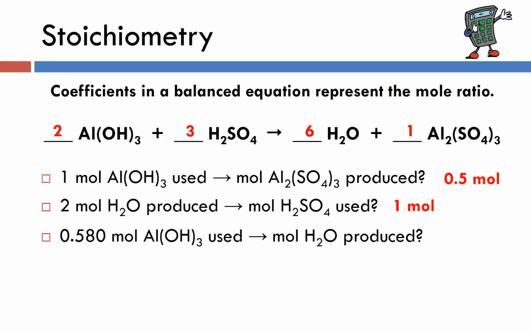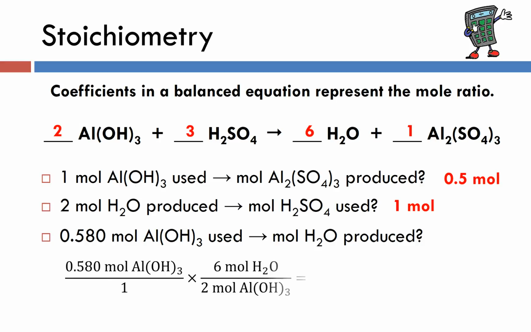Finally, I can make this a little bit more difficult by giving you numbers that you might not be able to work with in your head. We can set up a dimensional analysis to do this. I've got 0.58 moles of aluminum hydroxide. If I go back to the balanced chemical equation, I can see for every 2 moles of aluminum hydroxide, I can produce 6 moles of water. Get my moles of aluminum hydroxide to cancel out, and it leaves me with 1.74 moles of water.